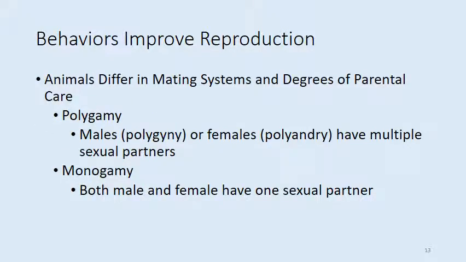Animals also differ in mating systems. So some species practice polygamy. Polygamy is when you have multiple partners. If males have multiple partners, it's called polygyny. And if females have multiple partners, this is called polyandry. So yeah, know the difference between these two as well, polygyny or polyandry. And monogamy is if you only have one partner for life.